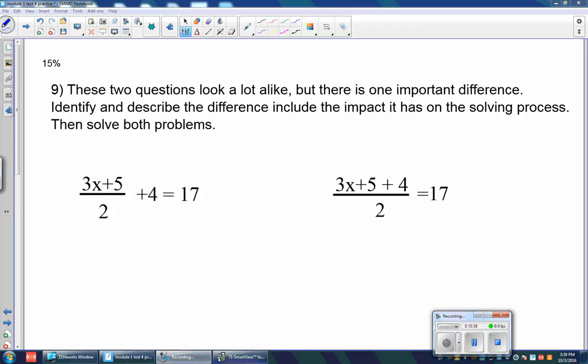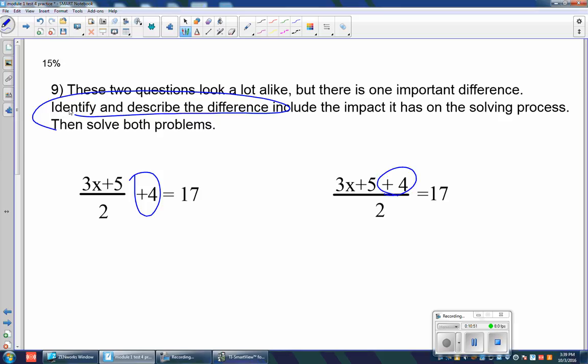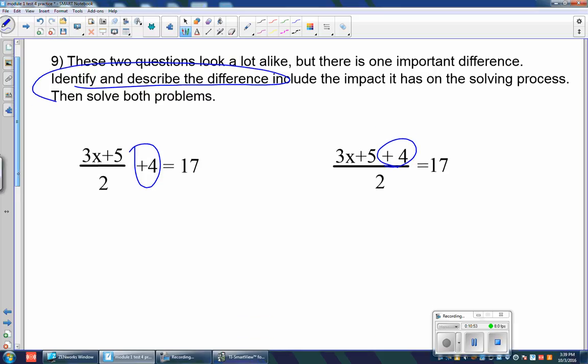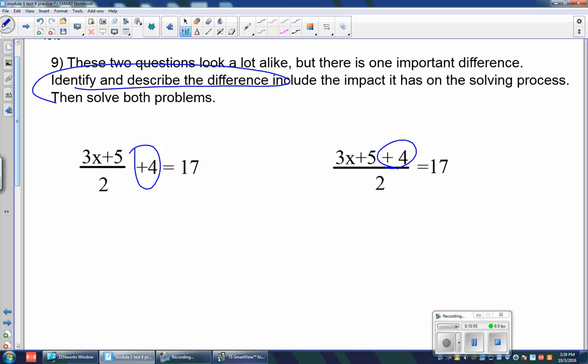These two problems look a lot alike, but there is an important difference. Identify and describe the difference. Let me see. The 4 is not on the fraction bar. The 4 is on the fraction bar. Include the impact it has solving the process. Then solve both problems. Okay, so the 4 is not on top.